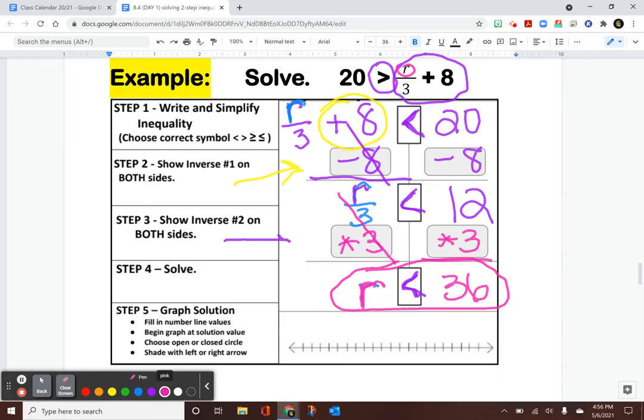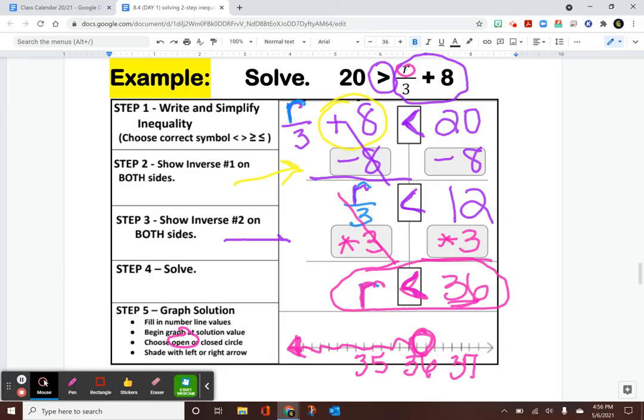I'm going to graph my solutions, giving my number line just a few random values here, enough to show where my values are located. I'm going to start at the 36 because that's where my answers begin. I'm going to leave my circle open because it's not equal to 36, but any number less is going to be fine. So I'm going to go left, left, left, left, left, where all the less numbers live.